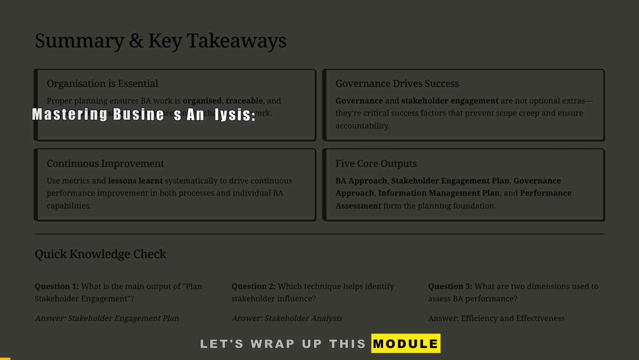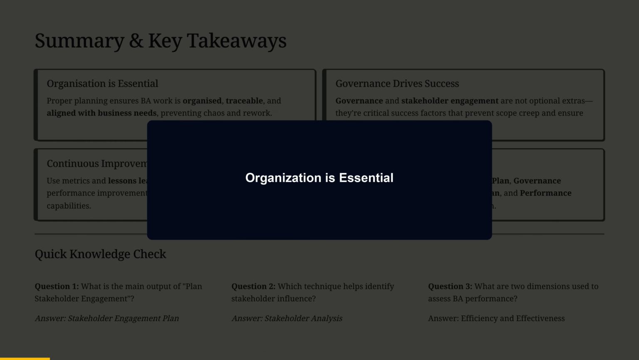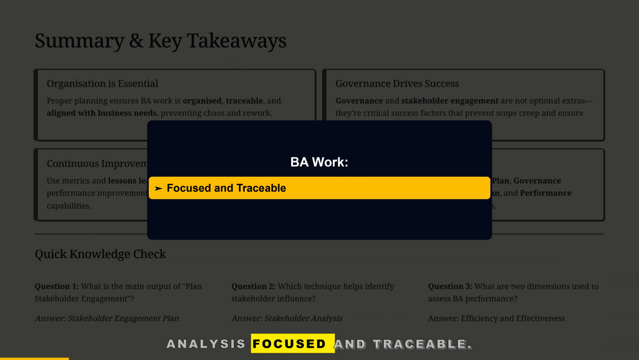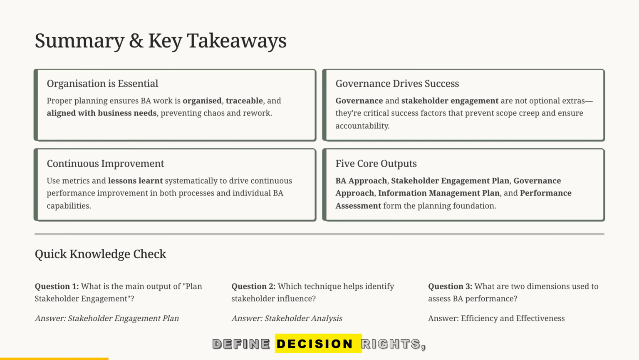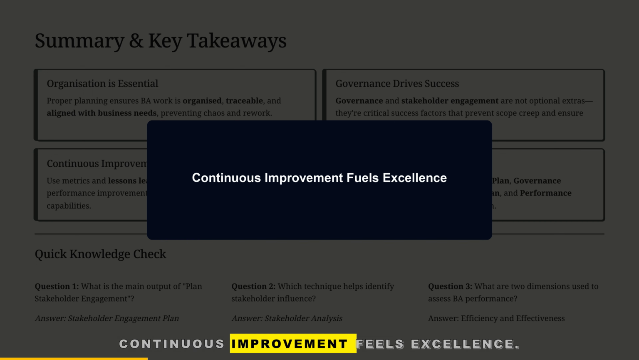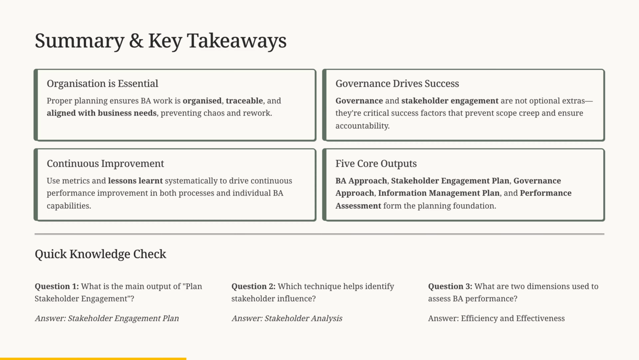Let's wrap up this module with the core ideas to remember. Organization is essential. A clear plan keeps your analysis focused and traceable. Governance drives success. Defined decision rights prevent confusion and delays. Continuous improvement fuels excellence. Reflection and metrics help you grow.